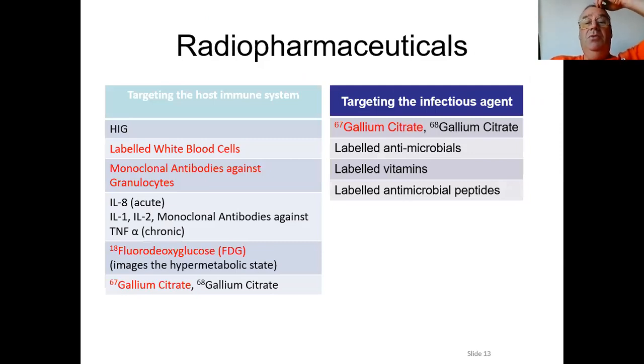The kinds of radiopharmaceuticals we can use that target the host immune system are things like HIG, labeled white cells, antibodies, some of the interleukins, FDG itself, gangliosides, etc. There are some agents that label the infectious agents, like TB, which has uptake of gangliosides. There are labeled antimicrobials and vitamins. None of these are in routine use. There is some more research we've done recently looking at antimicrobial peptides, particularly ubiquicidin.